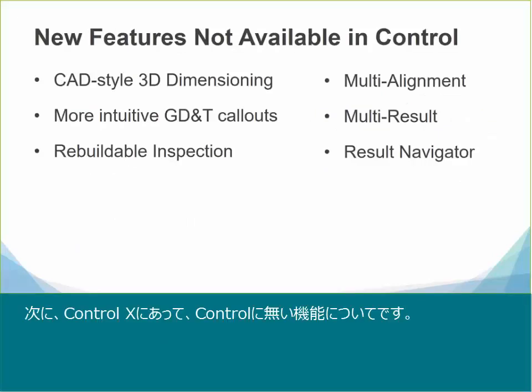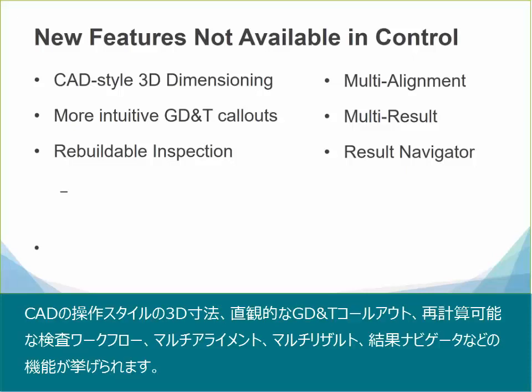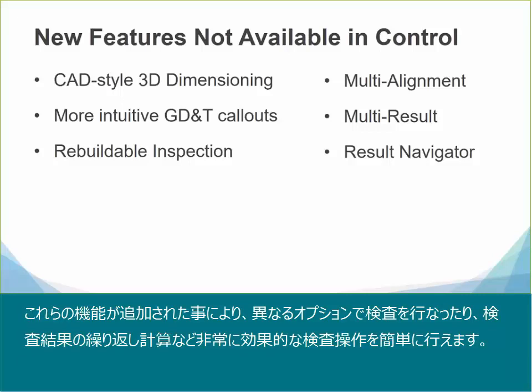And there are a whole slew of new features in Control X that you don't have today in Control. So the new features that are not available in Control that are in Control X, and again, you're going to see all of these in more detail as Adam goes through the demo, but they're CAD-style 3D dimensioning, more intuitive GD&T callouts, rebuildable inspection, multi-alignment, multi-result, and result navigator, which all kind of combine together to offer a really great capability that you're able to go through and iterate on your inspections and check out different options very easily and repeat things very easily.